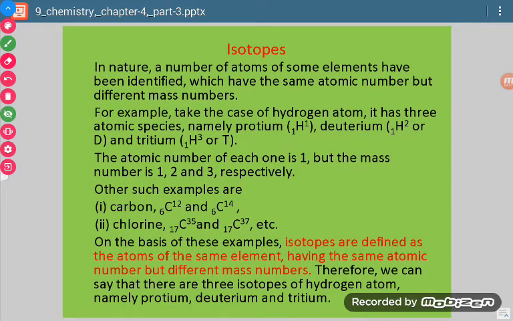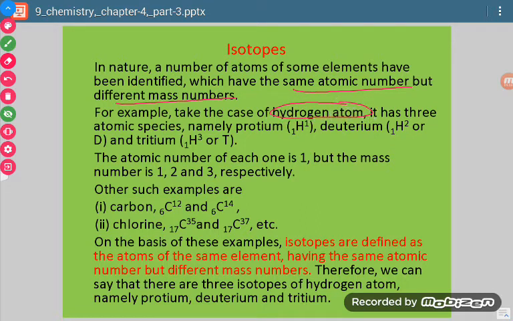Now one important property comes: isotopes. There are two things, one is isotope and another is isobar. Whatever we are going to say for isotopes, the opposite we are going to say for isobars. Okay, now let us discuss isotopes first. In nature a number of atoms of some elements have been identified which have the same atomic number but different mass numbers.